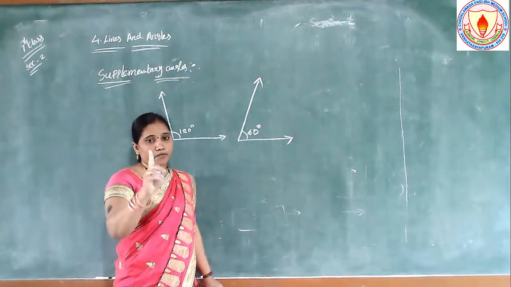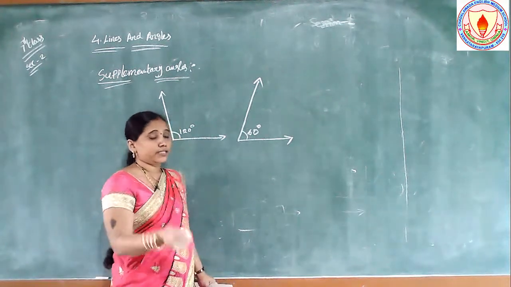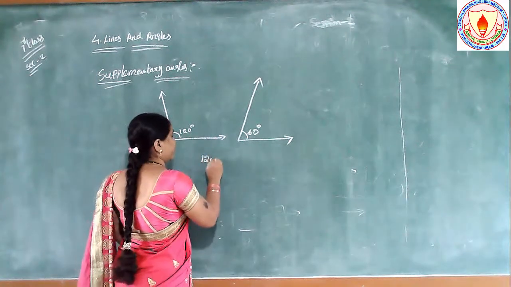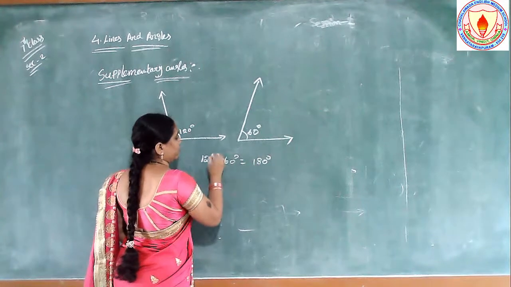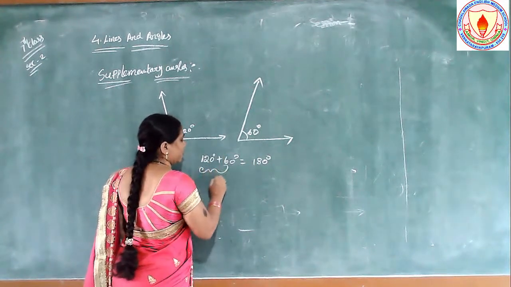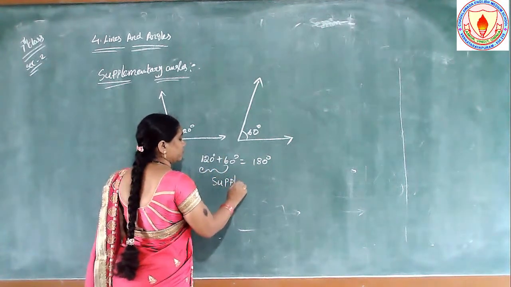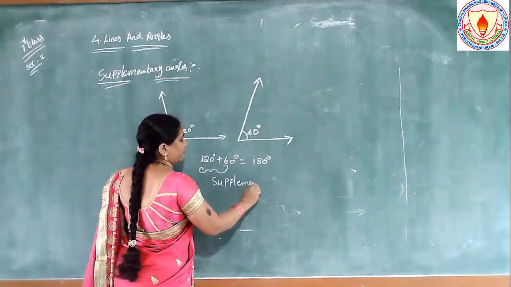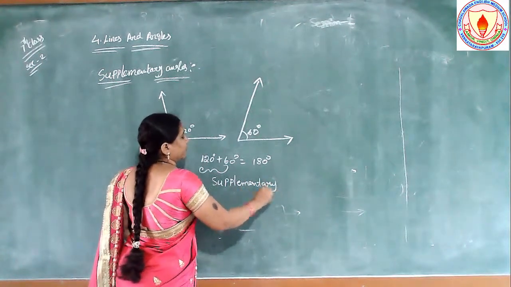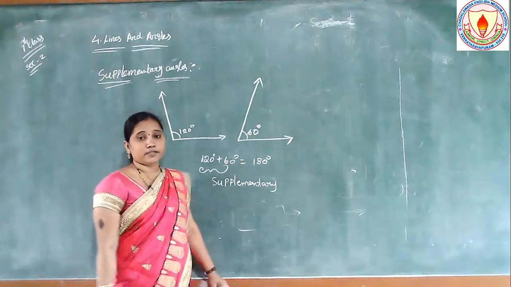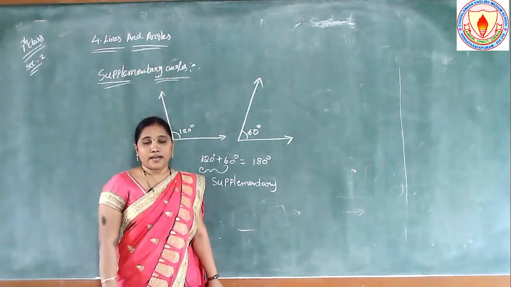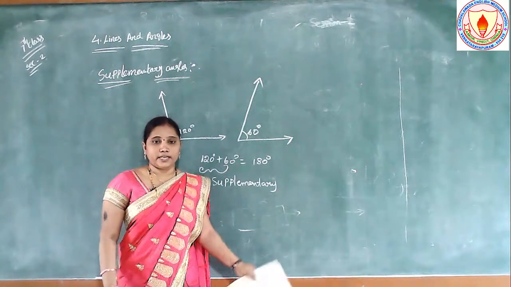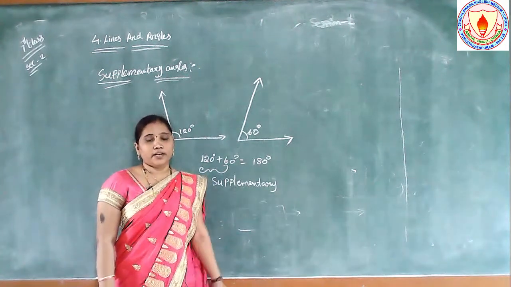Here also we are taking one pair of angles. 120, 60. What is the total amount? 120 plus 60, the total is 180. So these two angles are called supplementary angles. How do we define supplementary angles? If the sum of two angles is 180 degrees, they are called supplementary angles.